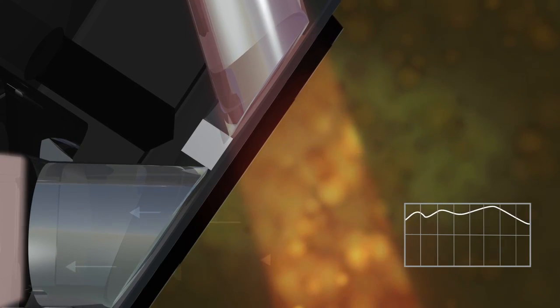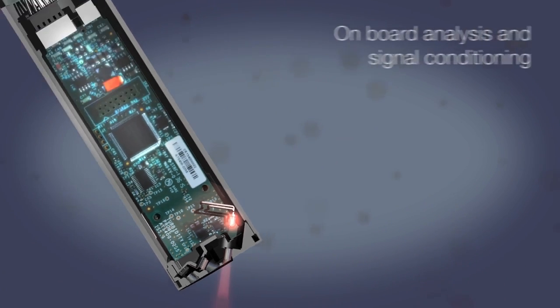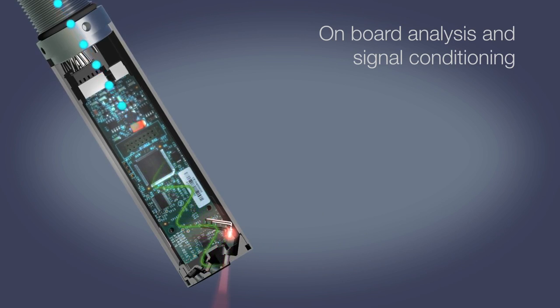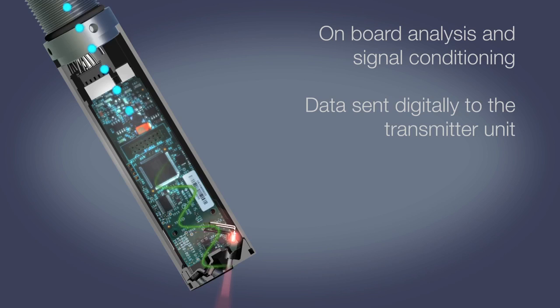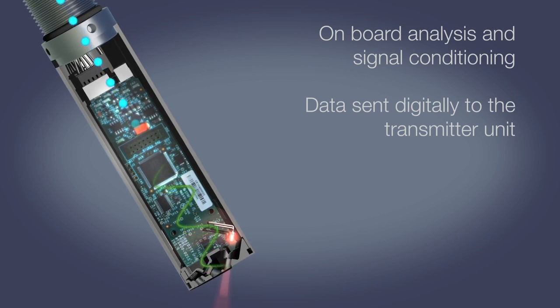The light beam is scattered by particles in the sample, and the scattered light intensity is measured by the sensor's photodetector positioned at 90 degrees to the light beam. The scattered light detected by the sensor is directly proportional to the turbidity of the sample. Analysis and signal conditioning is conducted within the robust sensor housing and transmitted digitally to the transmitter.